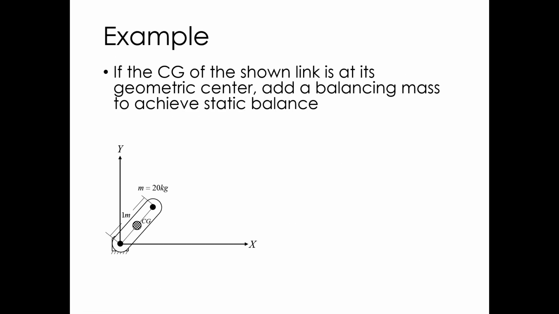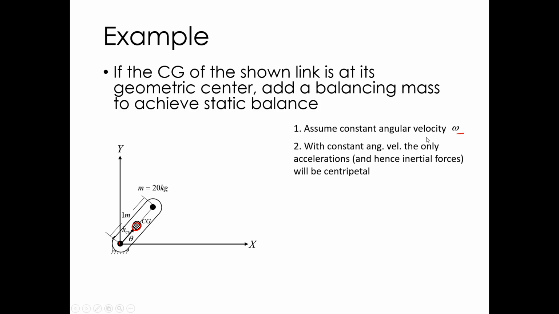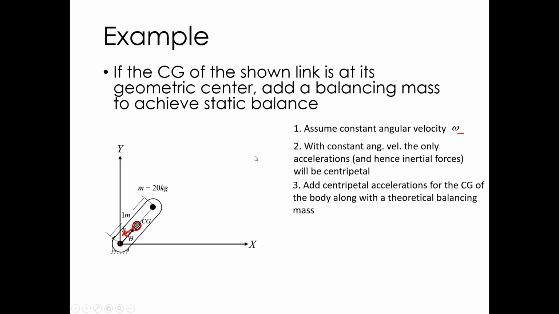We've got a little diagram here. We've got our link that has a center of mass that is not at the point of rotation. The point of rotation is here at the origin of our coordinate system. We're going to assume a constant angular velocity, which turns out to be a pretty good assumption. With constant angular velocity, the only acceleration will be the centripetal acceleration, the omega squared r term, pointing towards the point of rotation. We're going to put centripetal acceleration on the body we're trying to balance and on some theoretical balancing weight we're going to add. This is the thing we're trying to balance, and this is the piece we're going to add to make it balanced.